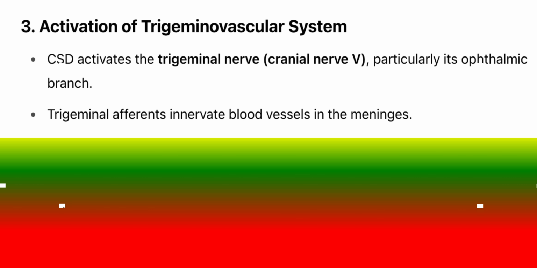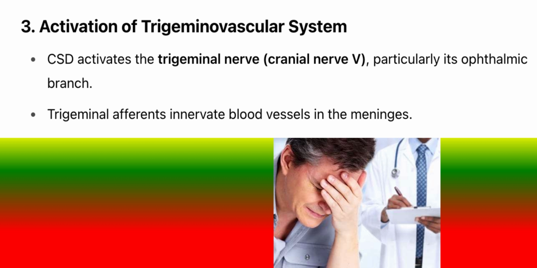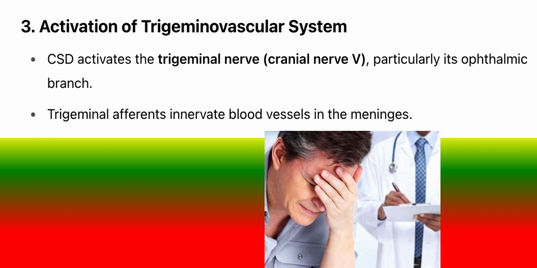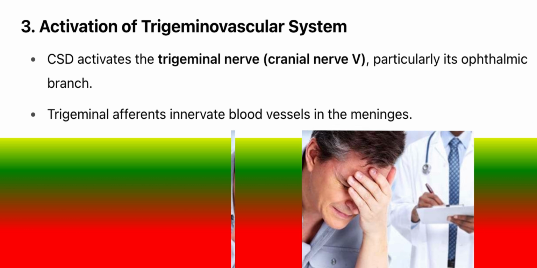3. Activation of the trigeminovascular system. CSD activates the trigeminal nerve, cranial nerve V, particularly its ophthalmic branch. Trigeminal afferents innervate blood vessels in the meninges.